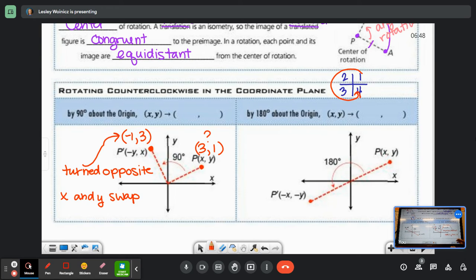Cool. So that's our rule. What I'm going to do is take my x and y, flip-flop them, and this y is now going to be negative in its new spot.